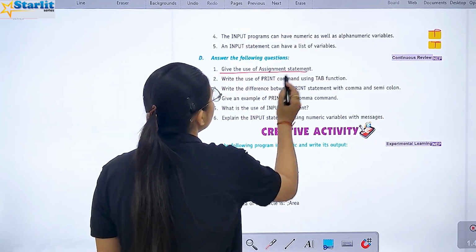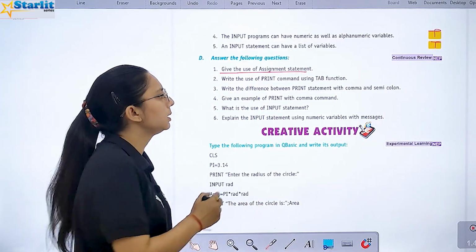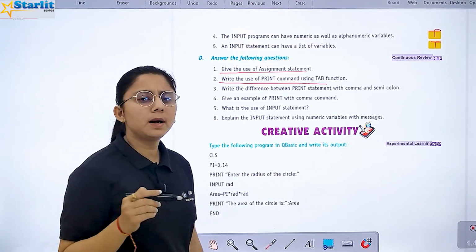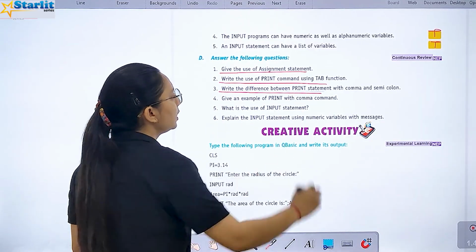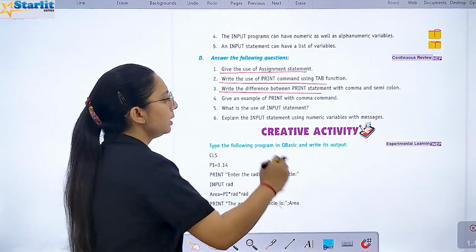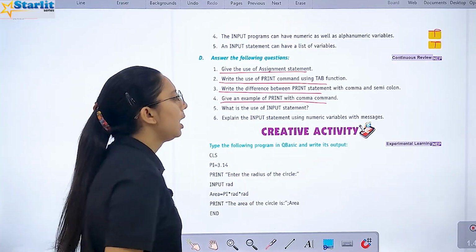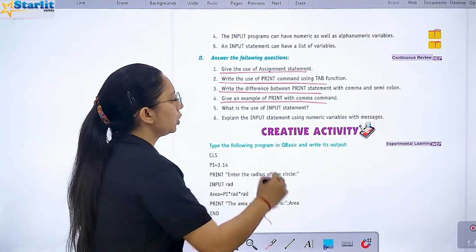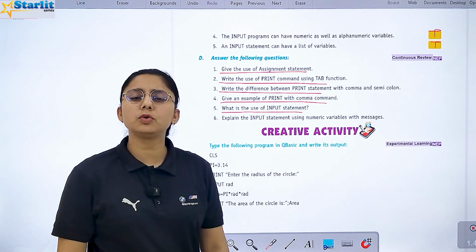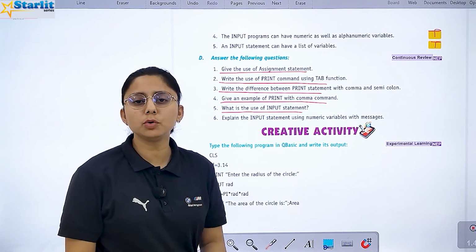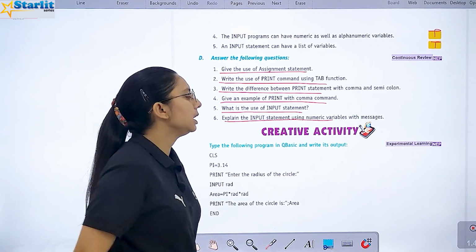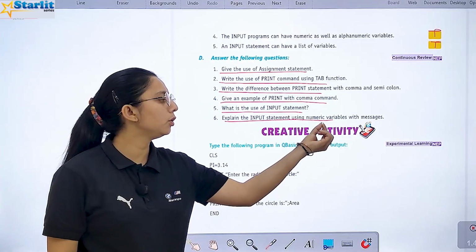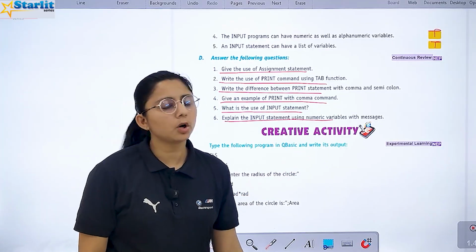Now answer the following questions. Give the use of the assignment statement. आपको use बताना है assignment statement. Write the use of the print command using the tab function. आपको difference बताना है print statement के बीच में with comma and semicolon. Give an example of the print with comma command. What is the use of the input statement? उसका use क्या होता है? Explain the input statement using a numeric variable with a short message.